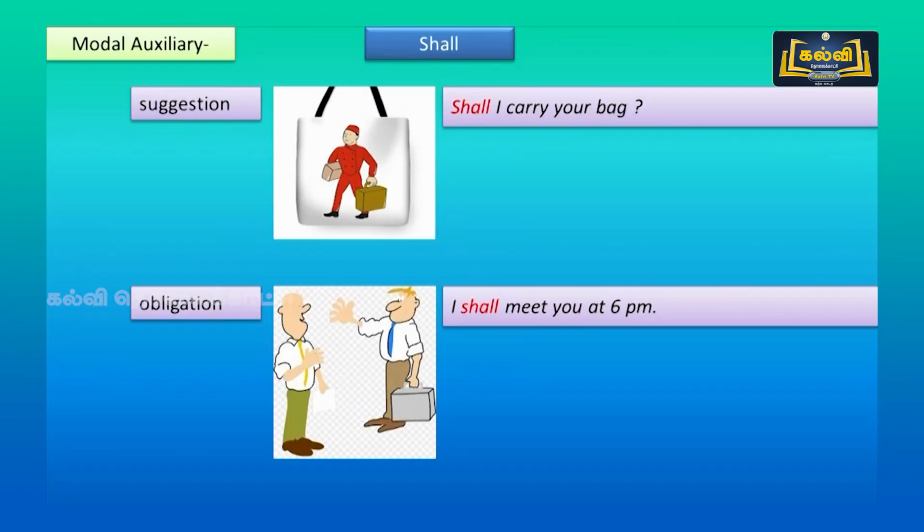The next one, shall and should. Shall is used to express a suggestion and obligation, and should again for showcasing an advice or confirmation. Let us go for the shall. Look at the first picture. Look at the first sentence. Shall I carry your bag? So that is a suggestion. Next one, obligation.